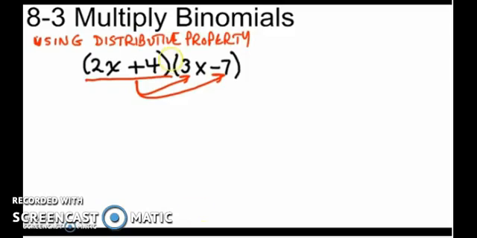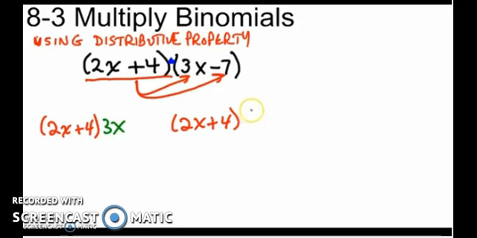We're going to use the distributive property to multiply two binomials. You can see there's a multiplication sign that's implied between the two parentheses. We're going to take the 2x plus 4 and consider it as a term and multiply it by 3x, and then we're going to multiply it by the negative 7, and we're going to add these two together like you would normally do in the distributive property, where you took one term times the two inside.